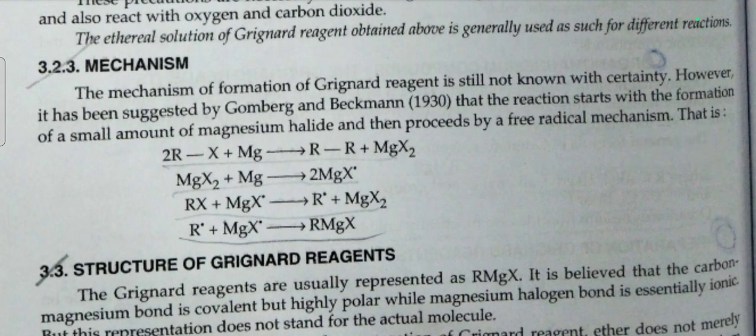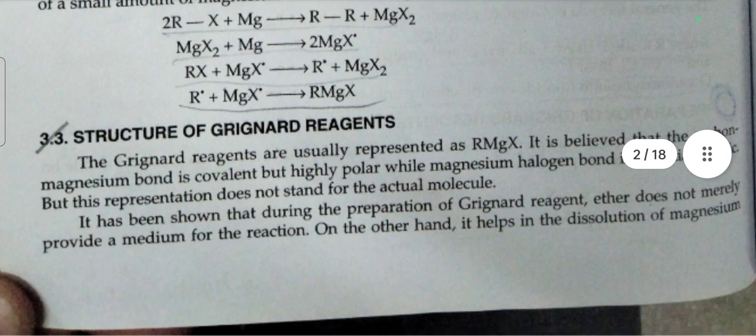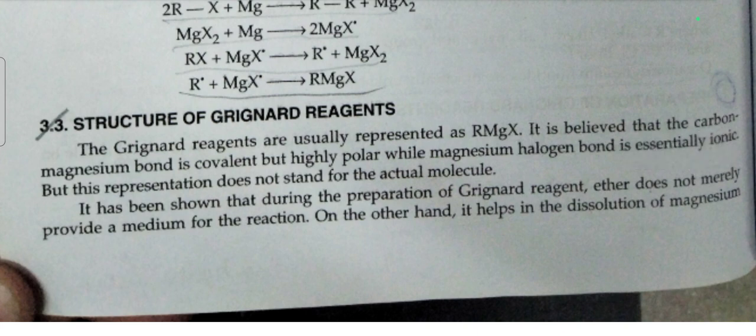Mechanism. The mechanism of formation of Grignard reagent is still not known with certainty. However, it has been suggested by Gomberg and Bachmann that the reaction starts with the formation of a small amount of magnesium halide and then proceeds by a free radical mechanism. Structure of Grignard reagents. The Grignard reagents are usually represented as RMgX. It is believed that the carbon-magnesium bond is covalent but highly polar, while the magnesium-halogen bond is essentially ionic. But the representation does not stand for the actual molecule.